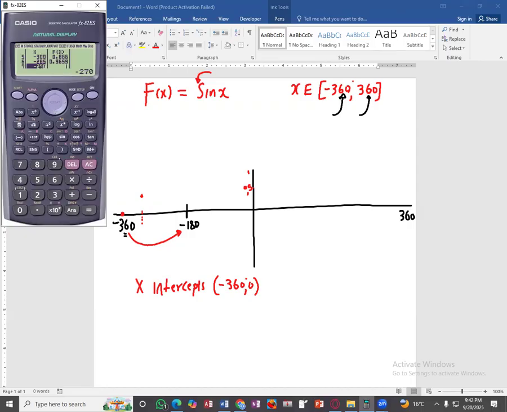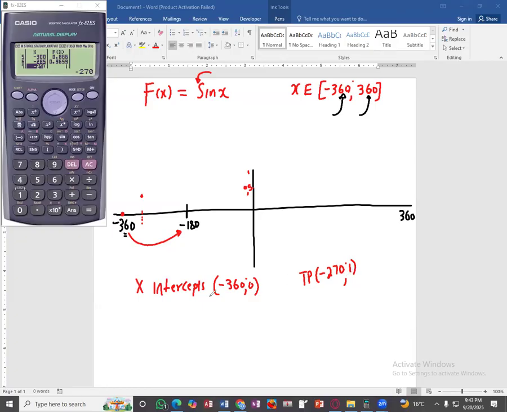Negative 270 and 1, as kids, I need it. I must show it on my graph, negative 270 and 1. Why? Because it's the turning point of my graph. Negative 270 and 1, we need it, it is the turning point of the graph. How do I know that this negative 270 and 1 is the turning point?